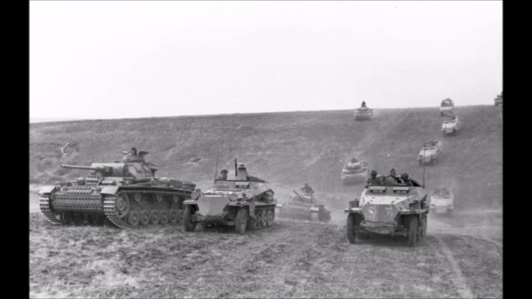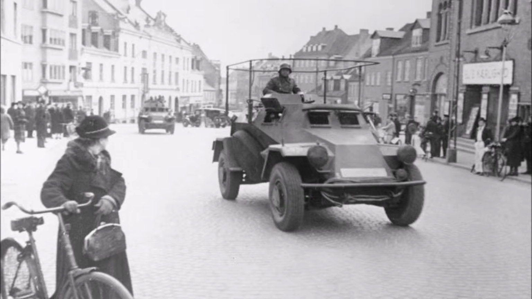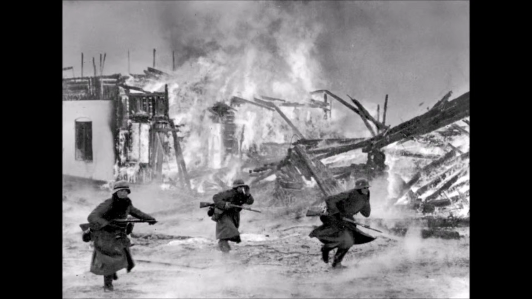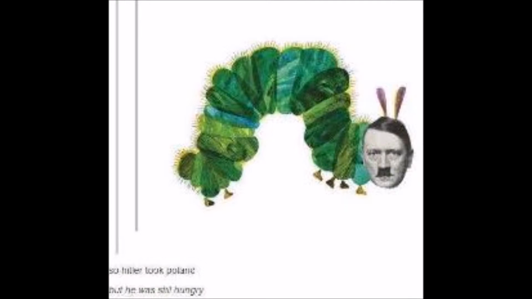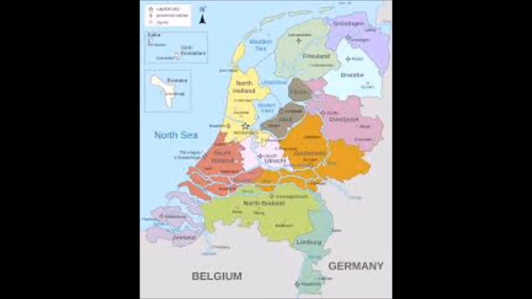Anyway, in September of 1939, Hitler also attacks Poland. This is known as Blitzkrieg, or the Lightning War, because it was fast. 3 days later, Britain and France declare war on Germany. But alas, Germany takes Denmark and Norway in 1940. Hitler took Poland, but he was still hungry. Finally, Hitler took France in May of 1940 and attacked the Netherlands, Belgium, and Ardennes.